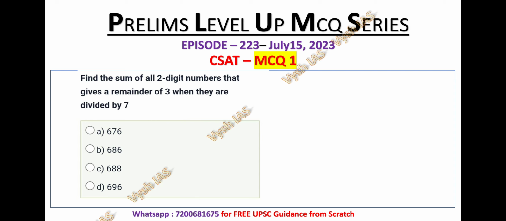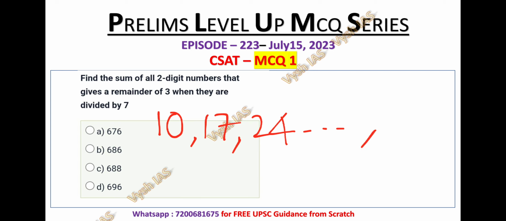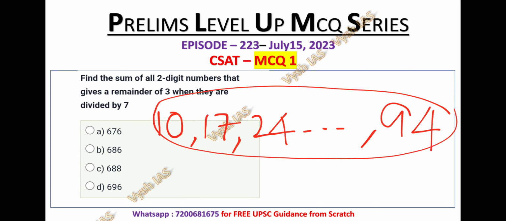7 ones are 7, so plus 3. The remainder is 3. So 10 is the first number. And 7 twos are 14 plus 3, remainder is 3, so I'm adding plus 3. 7 threes are 21 plus 3. So on it can go till 2-digit numbers that give remainder 3. So it can be 94. So 13 numbers can be there: 10, 17, 24 and so on. If you count till 94, there will be 13 numbers.